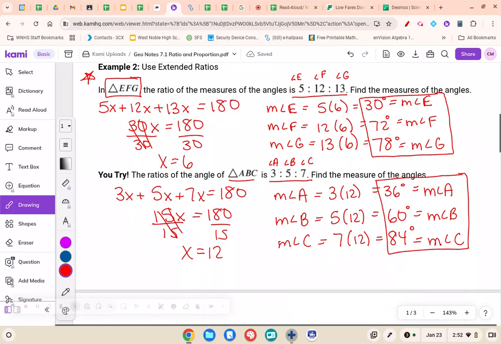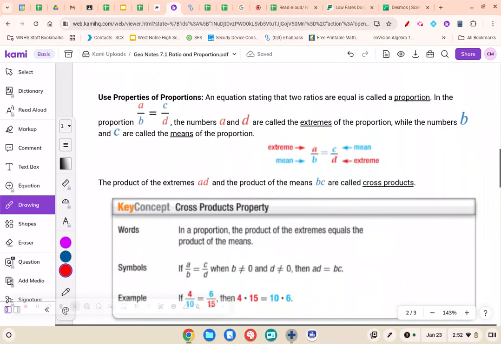All right, so that's ratios. Now we're going to move on to proportions. So use properties of proportions. An equation stating that two ratios are equal is a proportion. In this proportion, A over B equals C over D. The numbers A and D are called extremes of the proportion, while the numbers B and C are called the means of the proportion. Guys, I don't really talk about them like this. Some interesting vocab for you, but don't worry too much about it.